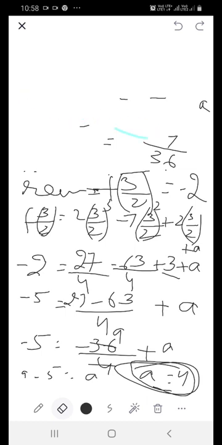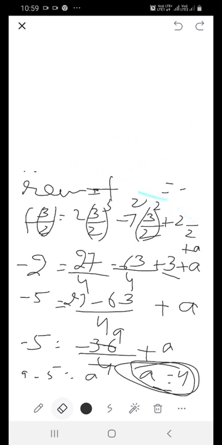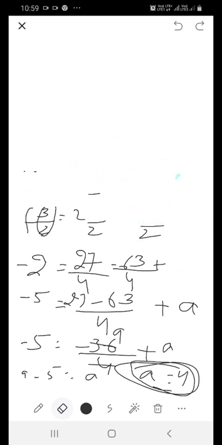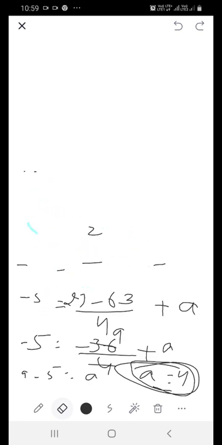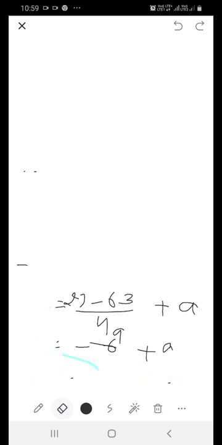Question number 12 says that using factor theorem, show that x minus 2 is a factor. In order to show that x minus 2 is a factor of the given polynomial, which is question 12 that I am taking, what do you have to show? You have to show the remainder as 0.